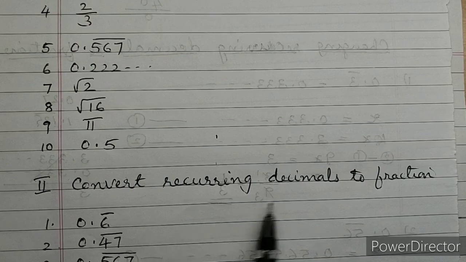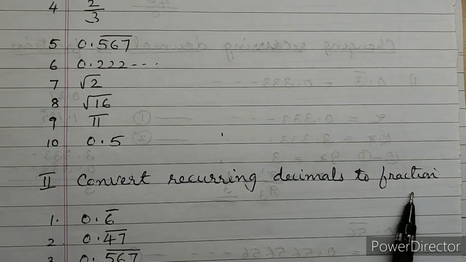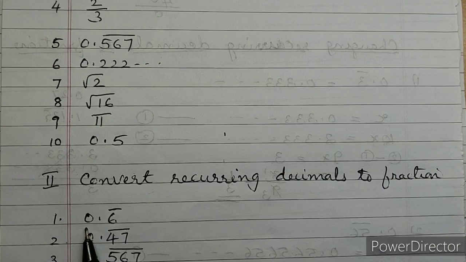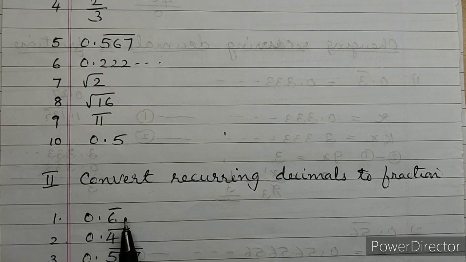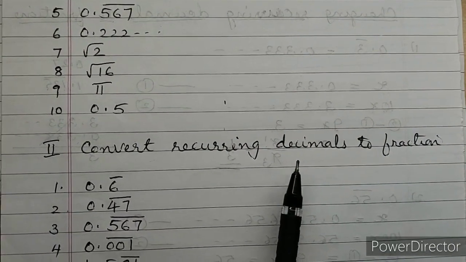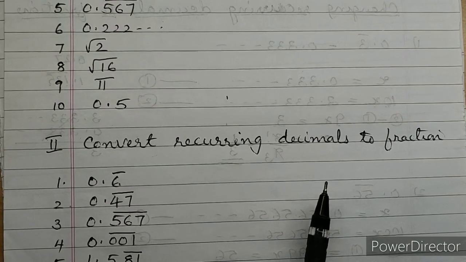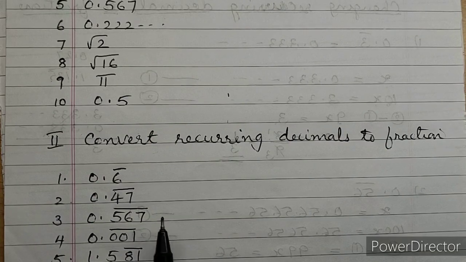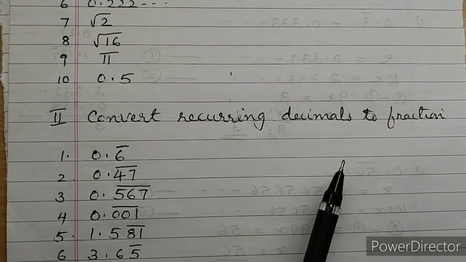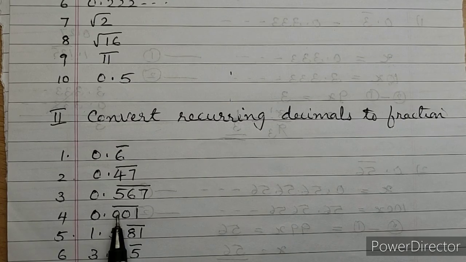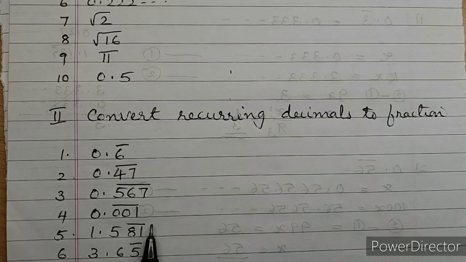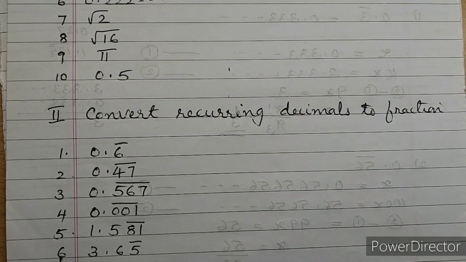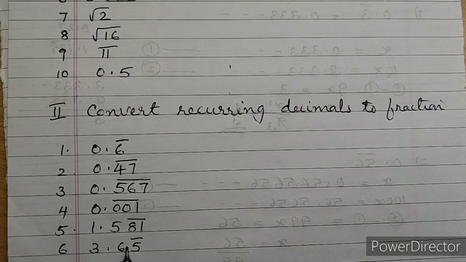Next, convert recurring decimals to fraction. You have to convert to p by q form. First question, 0.6 bar. Only number 6 is repeating. Second question is 0.47 bar, where 4, 7 both numbers are repeating. Third question, 3 numbers are repeating, 5, 6, 7. Fourth question also, 3 numbers repeating, 0.001 bar. 001 is repeating. Next number 1.581 bar. Only 81 is repeating, 5 is not repeating. 3.65 bar. So only 5 is repeating.